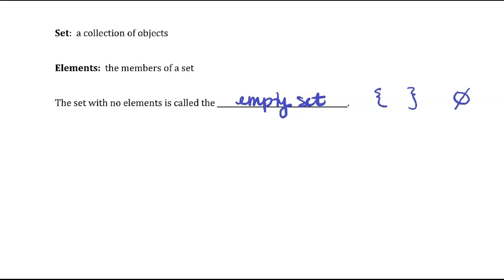I will advise you, if you're in the habit of writing your zeros with them crossed through, you're going to want to break that habit because 0 and empty set are two very different things.